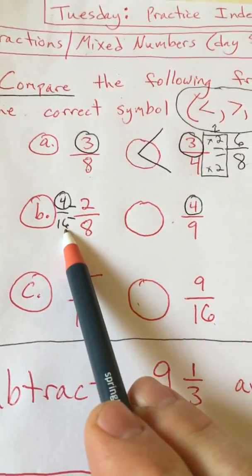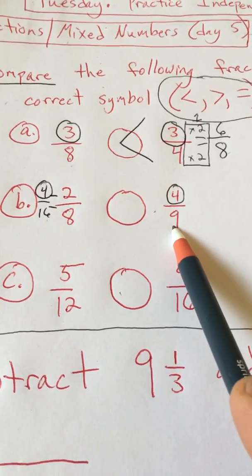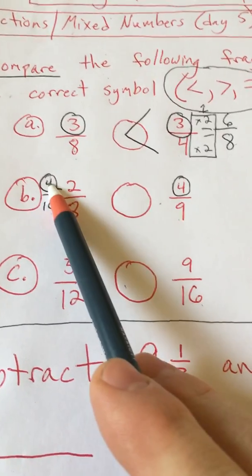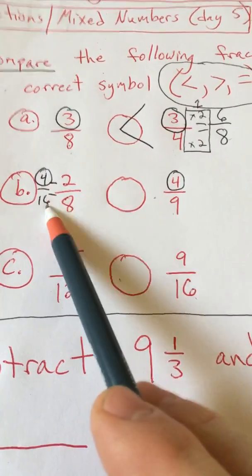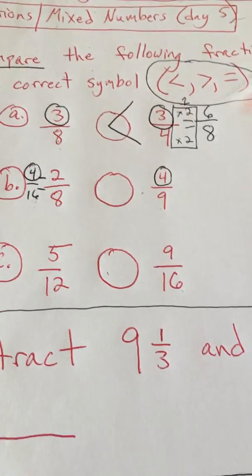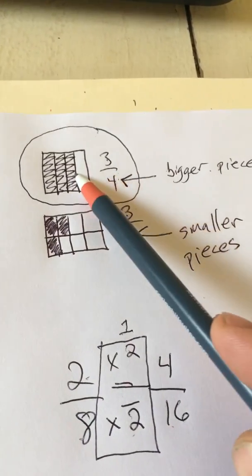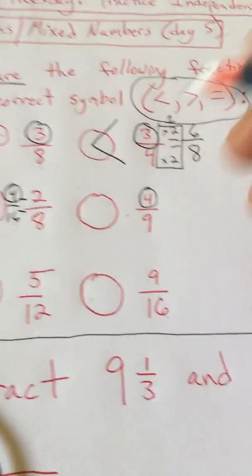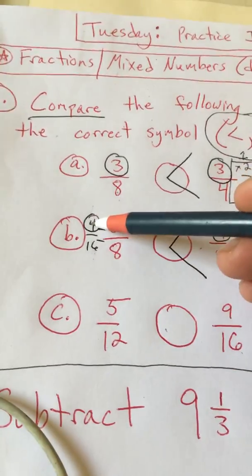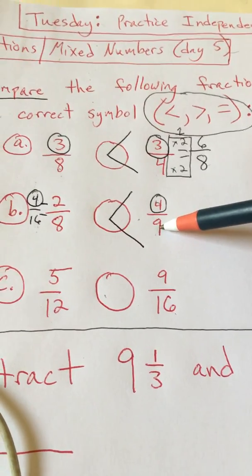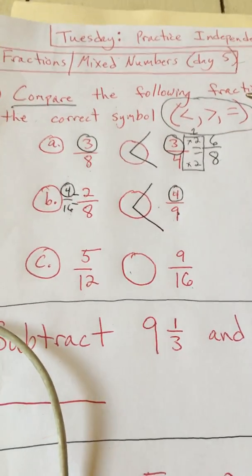So 4/16 size pieces, or 4/9 size pieces, since the bigger the denominator, the smaller the pieces, and we have 4 of these smaller pieces, we know that this fraction is smaller than this one. Ninths are bigger because the smaller the denominator, the bigger the pieces are, just like we talked about here. The smaller the denominator, the bigger the pieces. The bigger the denominator, the smaller the pieces. Okay? Bigger denominator, smaller pieces. So since we have 4 of those pieces and we have 4 of these pieces, the bigger pieces are going to be bigger. So 2/8 is less than 4/9.